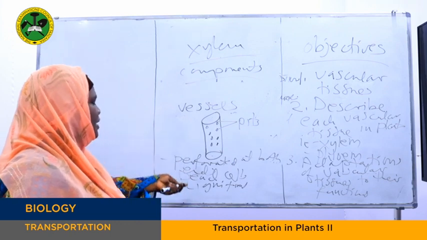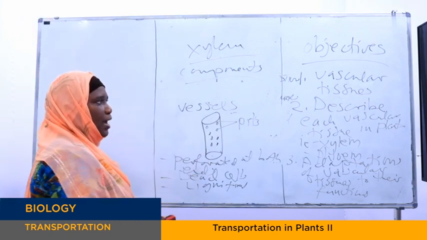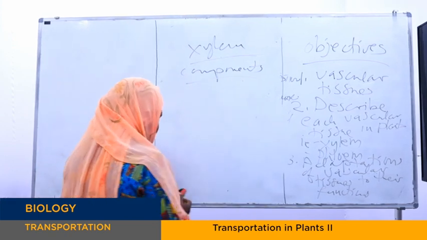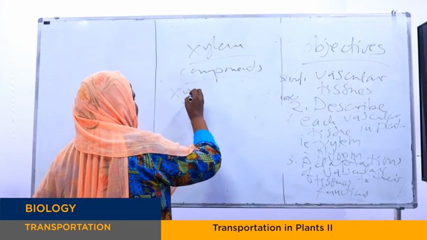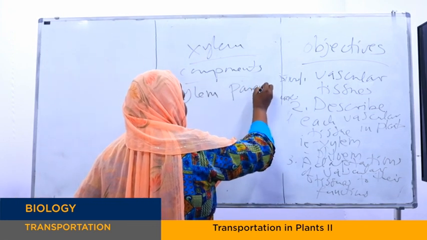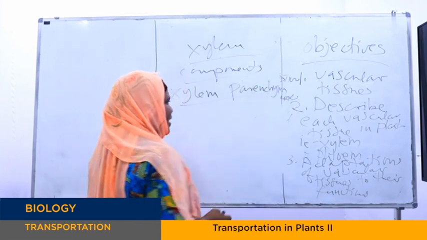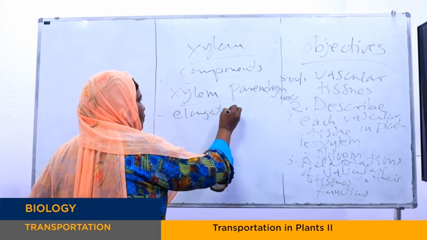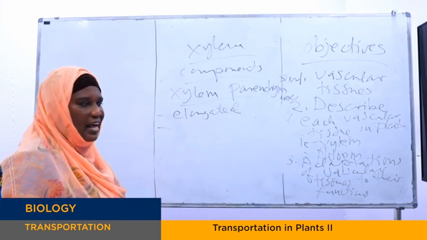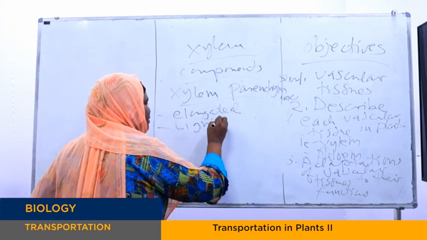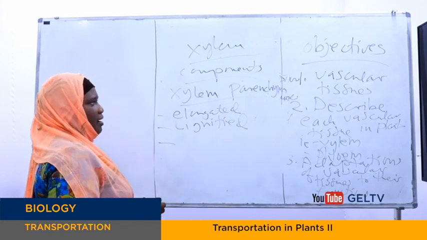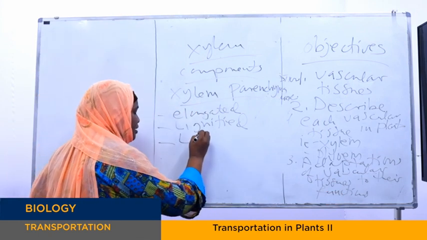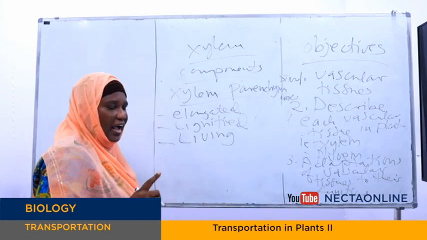Then, after making description on that structure, you are required to go to component number 3. Component 3, I said, is xylem parenchyma. These cells are also elongated. The walls of these cells are still lignified. And for the case of xylem parenchyma, these cells are living.